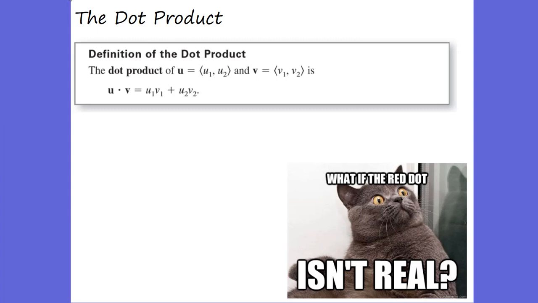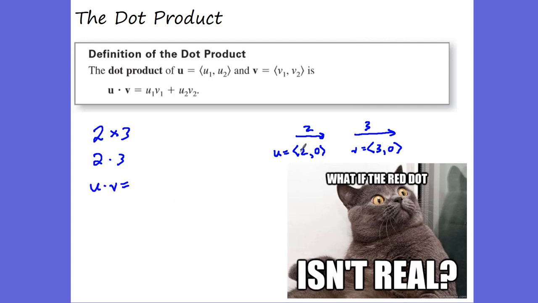Now, back in elementary school, when your teacher did 2 times 3, should they have been doing 2 dot 3 instead? Well, let's take a look. Let's say we have a vector 2 and a vector 3. Let's call the first one u, and vector u has 2 in the x and nothing in the y. Vector v has 3 in the x and nothing in the y, which means what were they really doing when they multiplied? They were really doing u dot v, weren't they? They were doing 2 times 3 is 6, plus 0 times 0 is 0, which gives you 6.